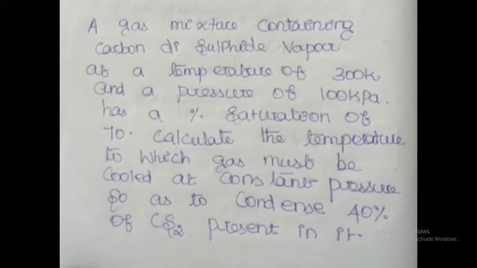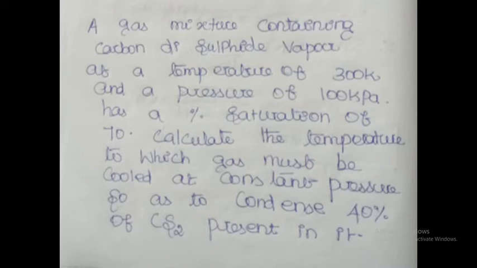The objective of this problem is to calculate the temperature to which the gas must be cooled at constant pressure so as to condense 40% of the CS2 present in it. Are you clear? Okay, so read the problem carefully.